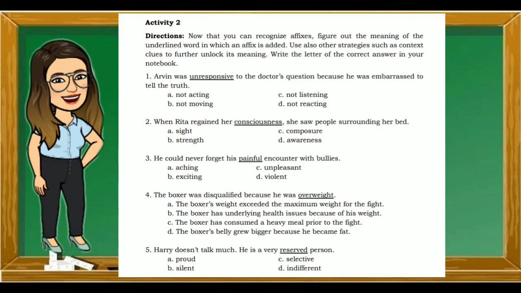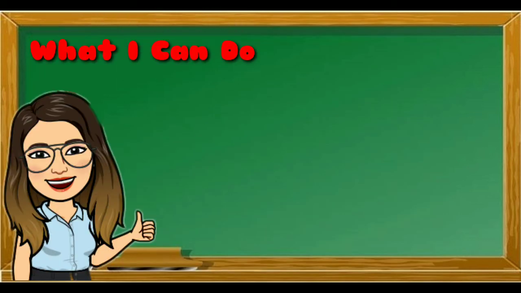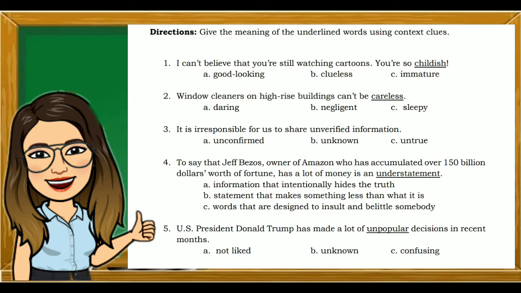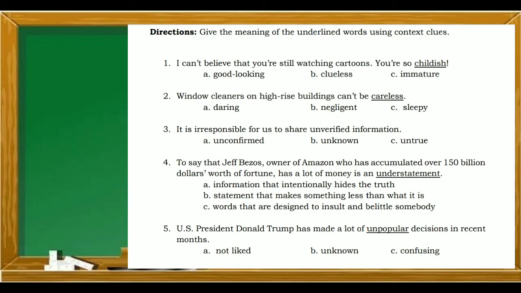Activity 2. Now that you can recognize affixes, figure out the meaning of the underlined word in which an affix is added. Use also other strategies such as context clues to further unlock its meaning. Write the letter of the correct answer on your answer sheet. What I Can Do. Give the meaning of the underlined words using context clues.